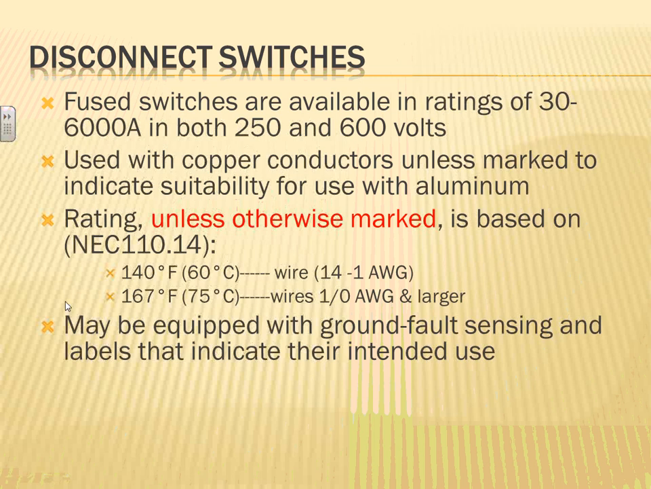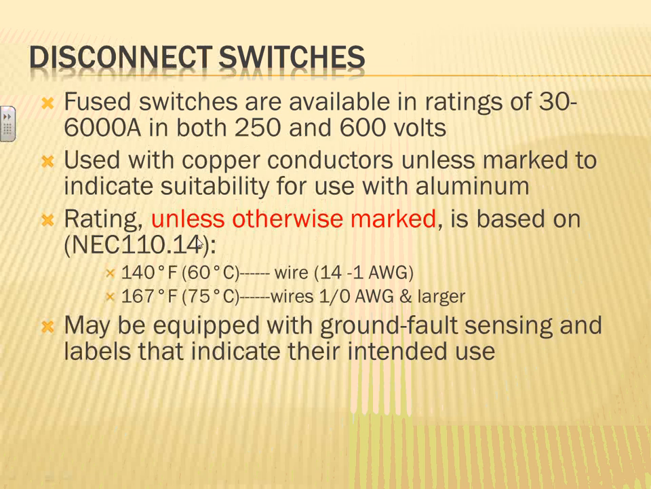So just to start with the disconnect switches, this will be a fused disconnect switch. You can get them almost as high as 6,000 amps. I don't know if they go that high. Here you can go to circuit breakers at this level, and 250 up to 600 volt levels. Copper conductors, unless it's marked for aluminum. And this is what I want to highlight: unless otherwise marked.